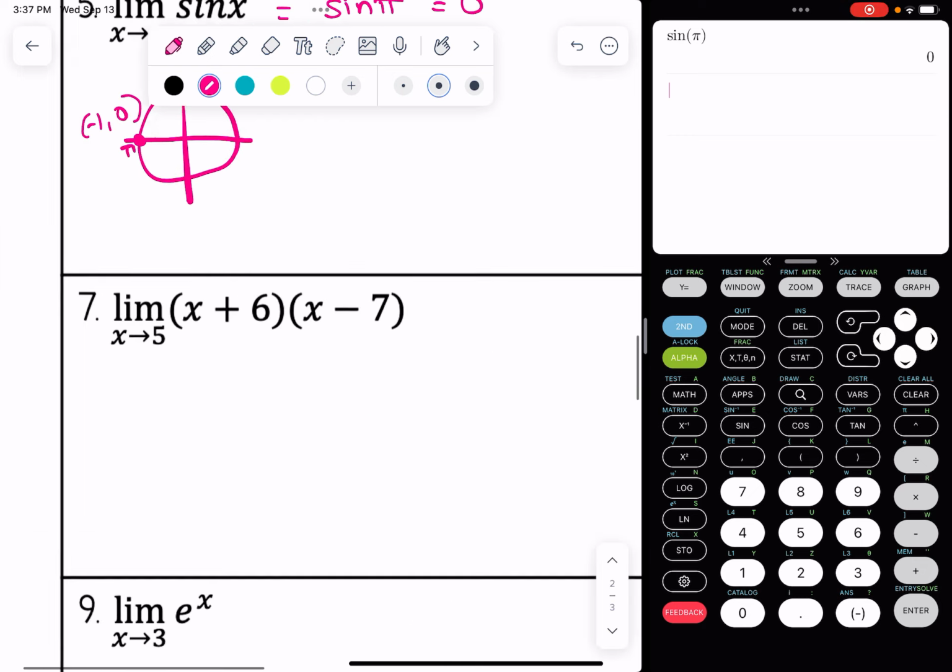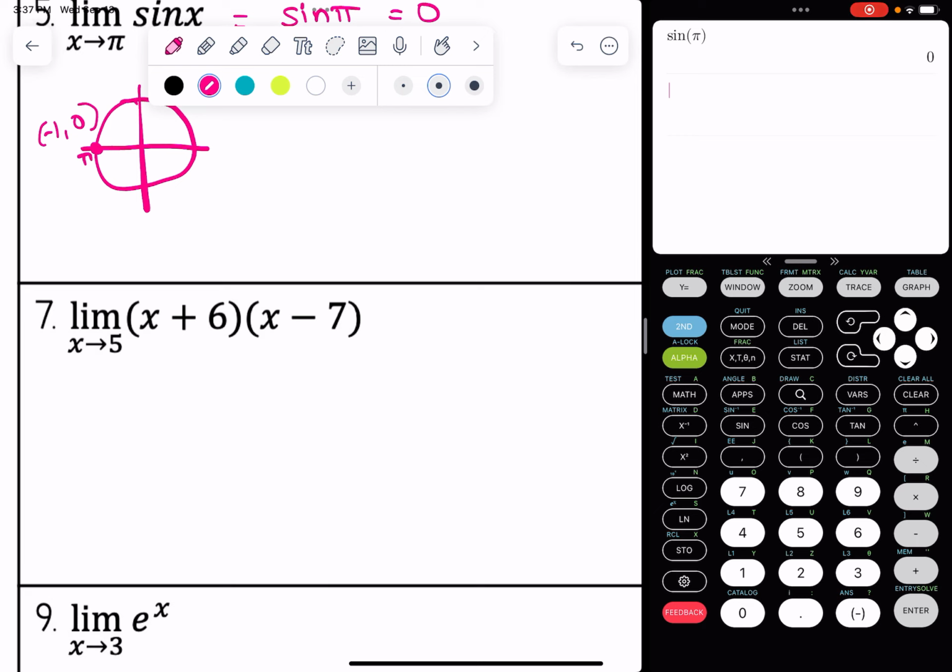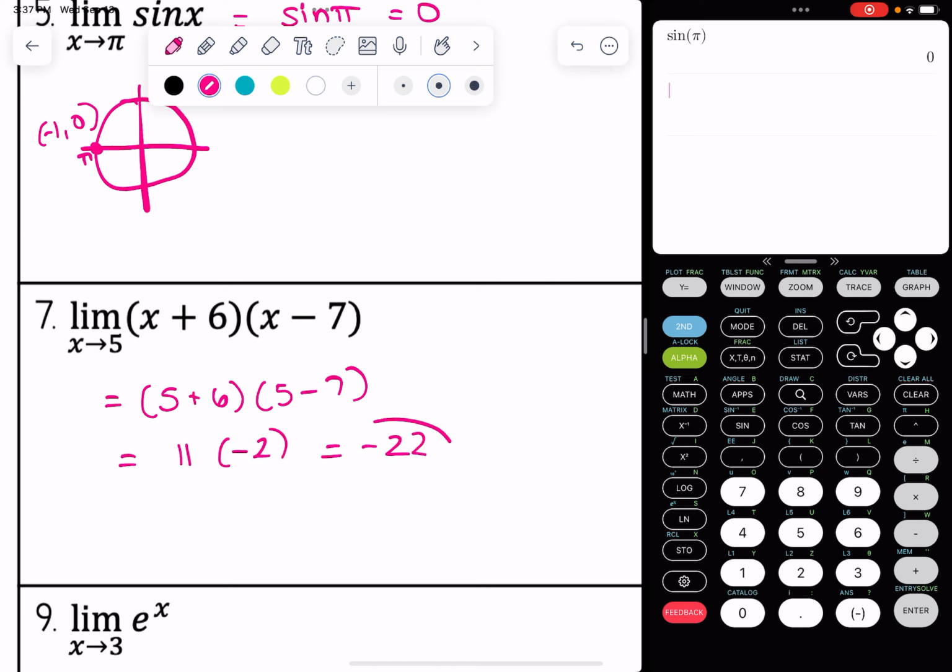Number 7. The limit as x approaches 5 of x plus 6 times x minus 7. You could distribute and multiply that if you would like to, but you don't have to. You could plug in simply as it is. Okay, so when I plug in here, I'm going to get 11 times -2, or -22.